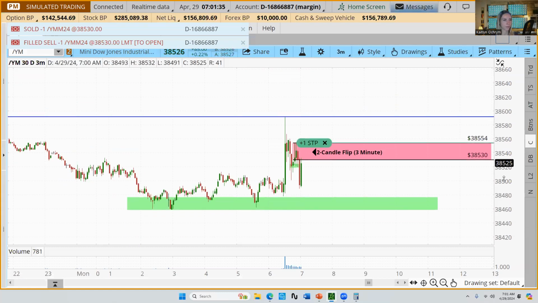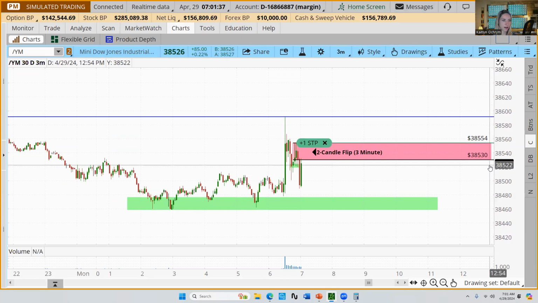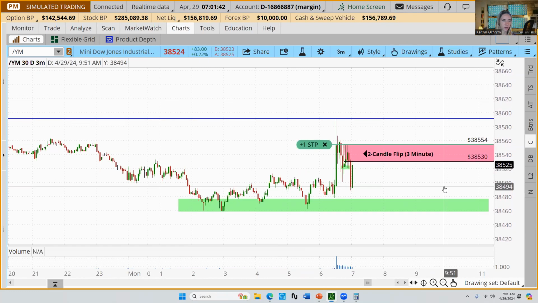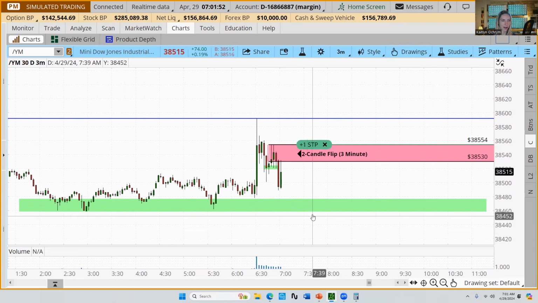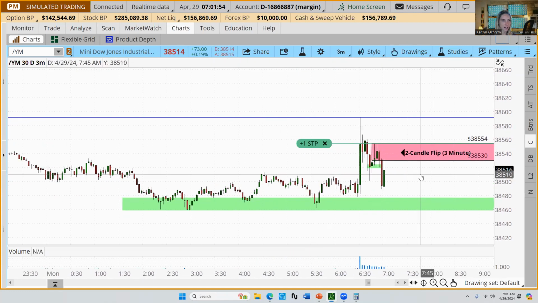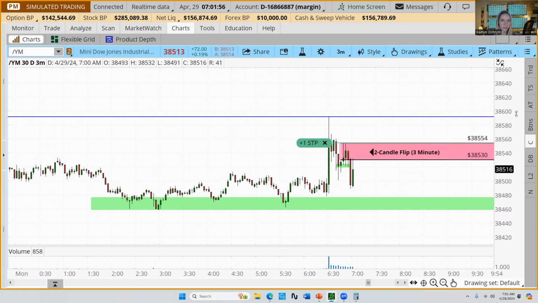Okay. So we're in on our Dow trade. 2-candle flip zone that we identified on the 3-minute time frame. So we'll keep an eye on this one and looking for that pullback. Was anyone able to get in on our 2-candle flip?